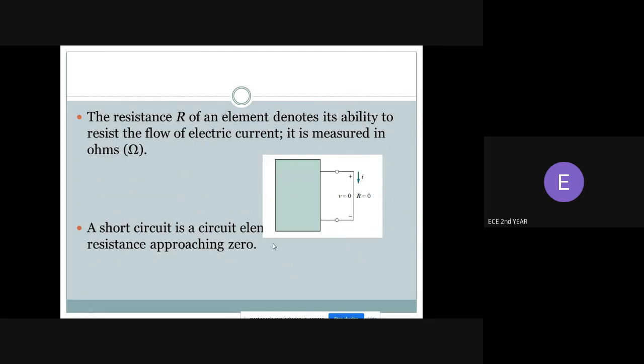The figure shows a short circuit, a circuit element with resistance approaching zero. If the circuit is short circuited, the resistance approaches zero and the voltage also approaches zero, and we can obtain the maximum current. So in a short circuit condition, R equal to zero, V equal to zero, and I is at its maximum.